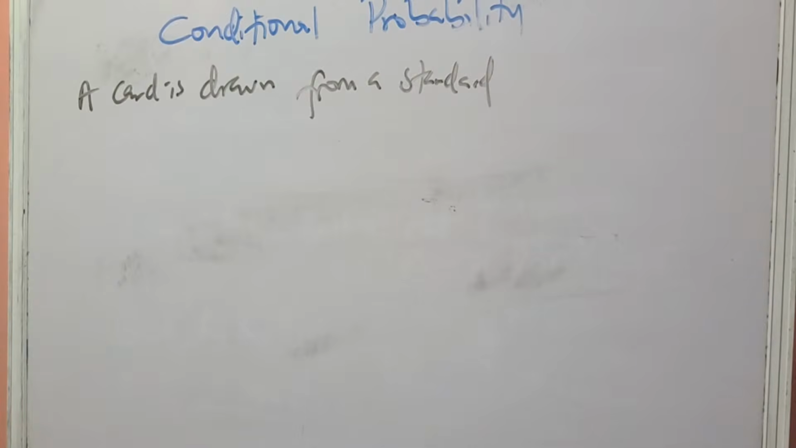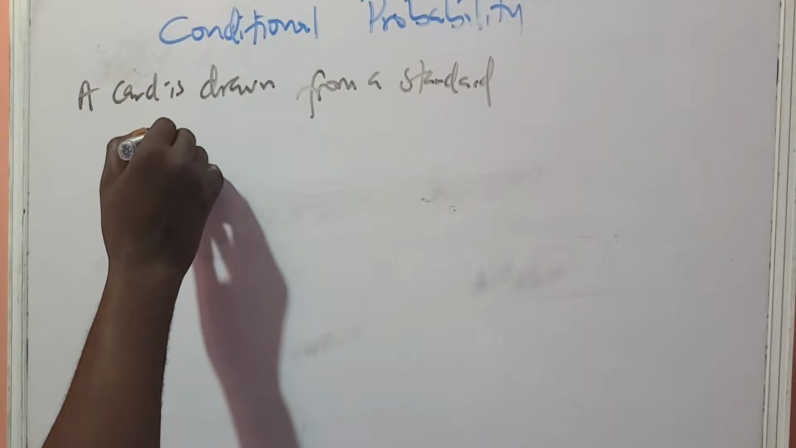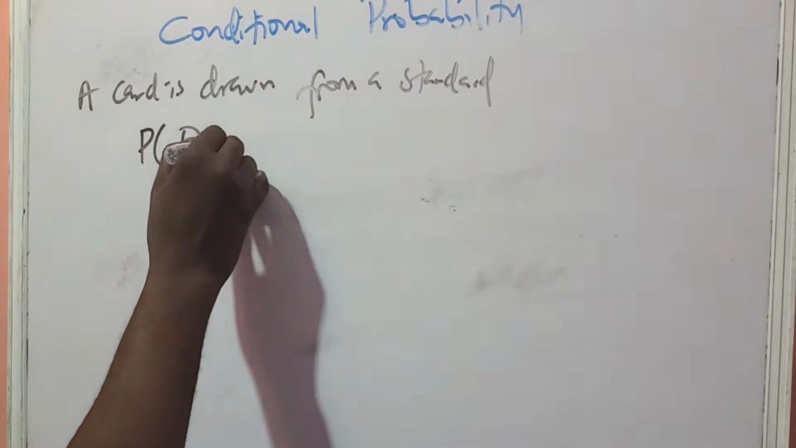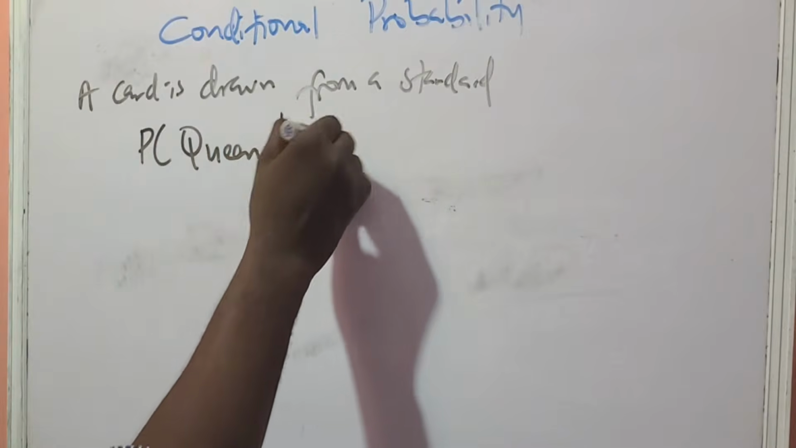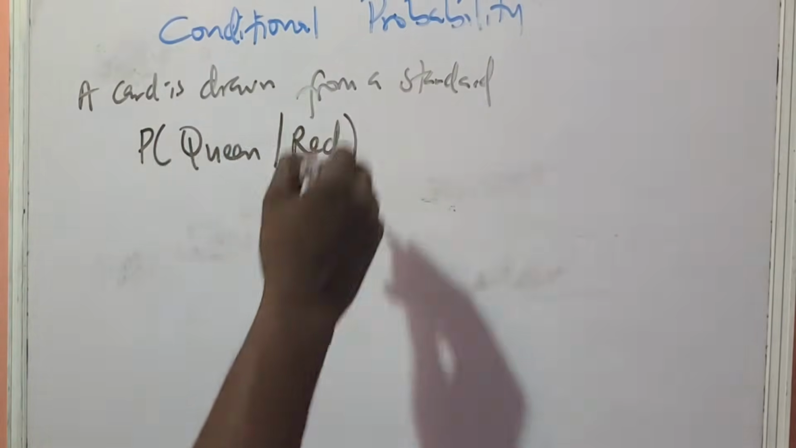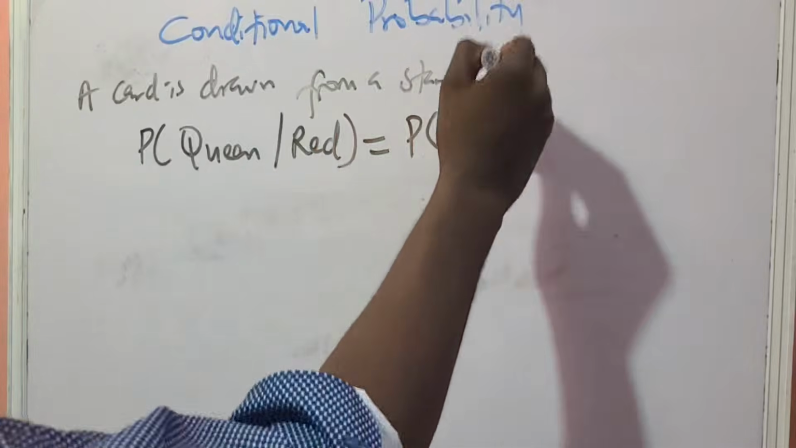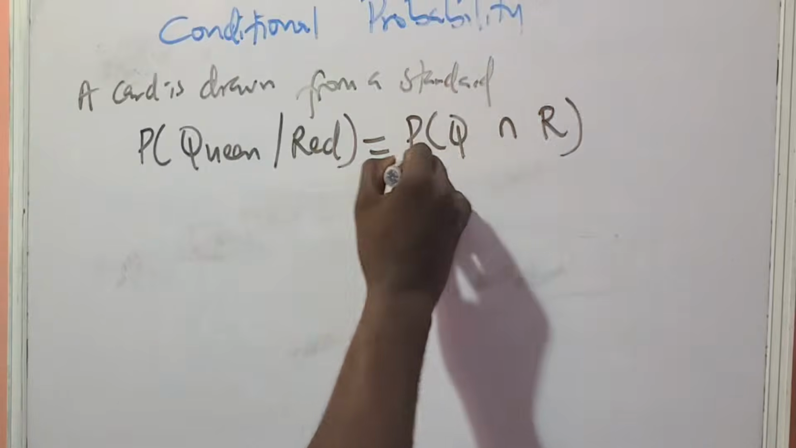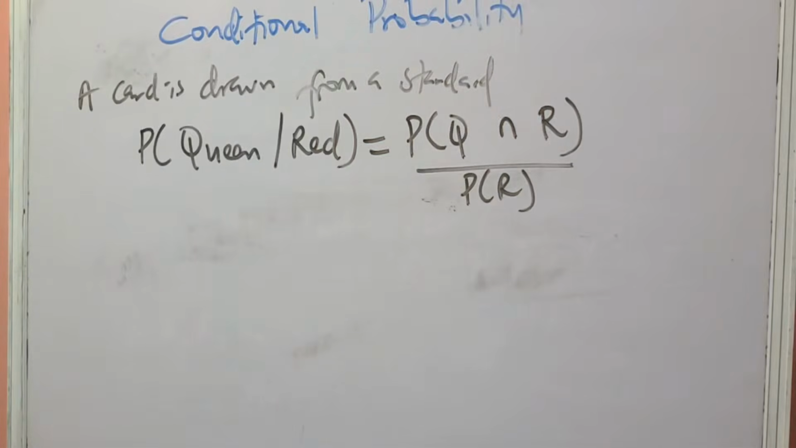A card is drawn from a standard deck of 52 playing cards. Find the probability that the card is a queen, given it is a red card, is what you are told to find. Of course, this will obviously be the probability of queen intersection red over red.